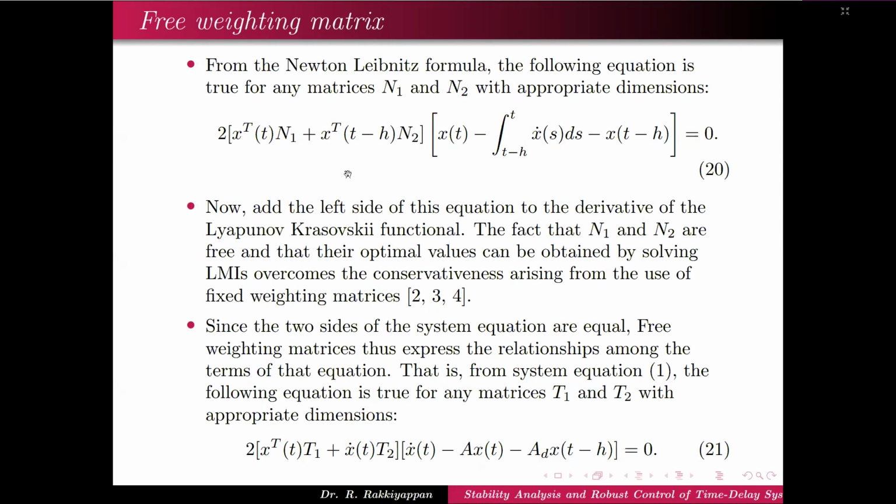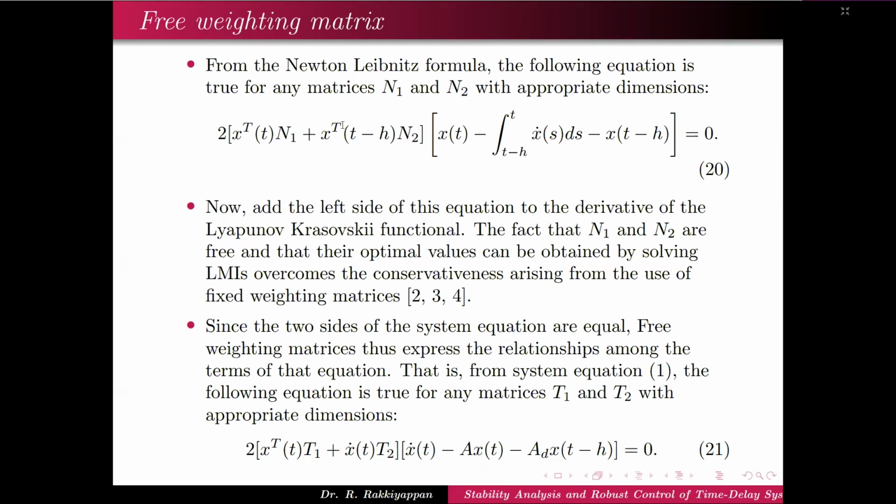So then you can multiply any terms like this. Therefore, you have to multiply by any terms with 0, and you can get the 0 term. So we are adding this term on the right hand side of the derivative of the Lyapunov functional.